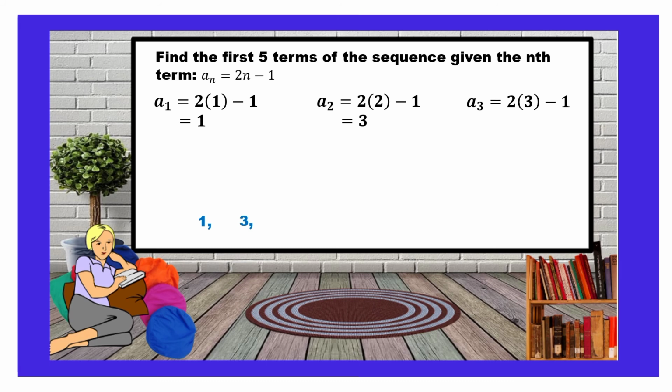N is equal to 3, we have 6 minus 1. And that is 5. If n is equal to 4, we have 8 minus 1. And that is 7. And if n is equal to 5, we have 10 minus 1. And that is 9. There you have it. The sequence now is 1, 3, 5, 7, 9.